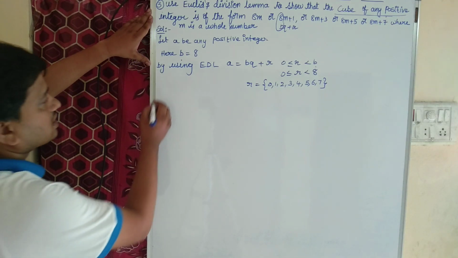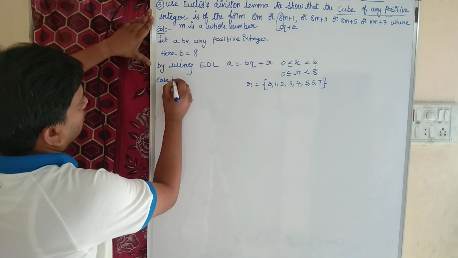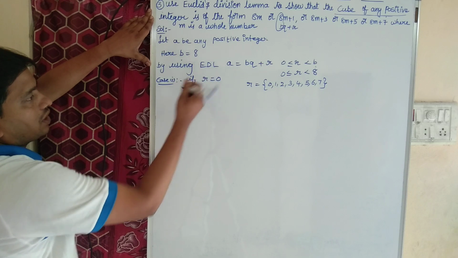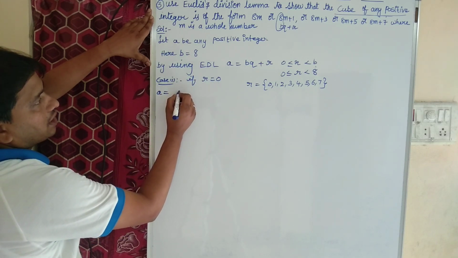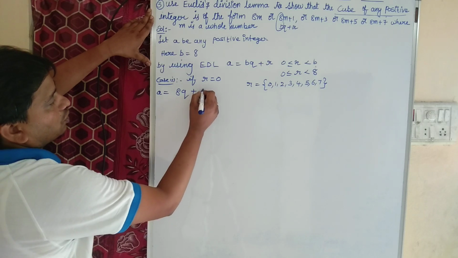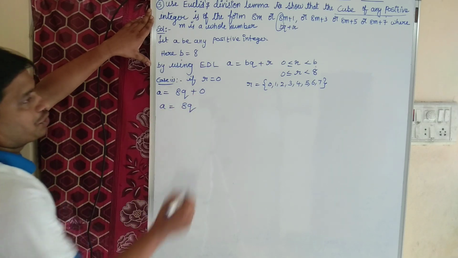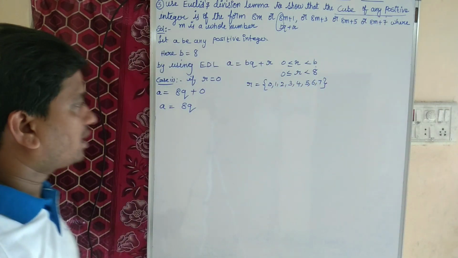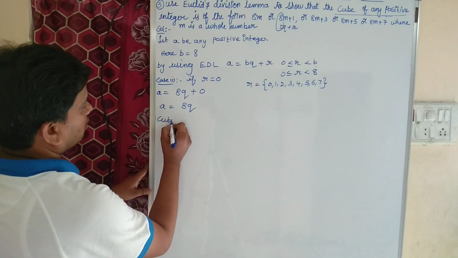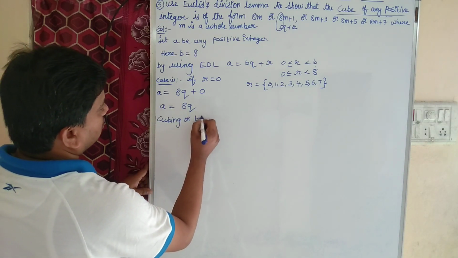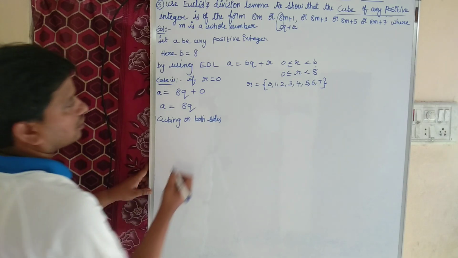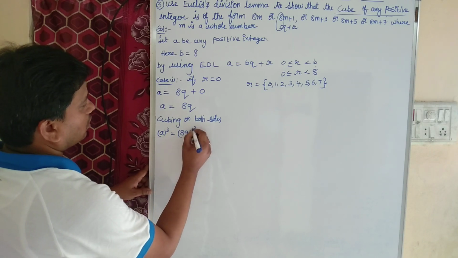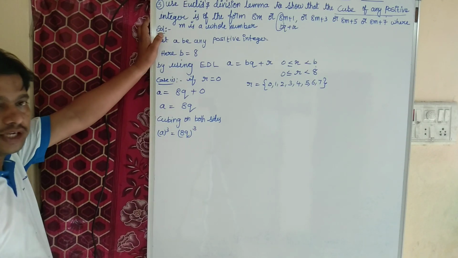So in a similar manner, case 1. If r equal to 0, if remainder equal to 0, what is Euclid division lemma? a equal to bq plus r. As the value of b is 8, 8q plus r value 0. a equal to 8q plus 0, 8q. Right? But the question is what? Cube of any positive integer, right? So cubing on both sides, a cube equal to (8q) whole cube.